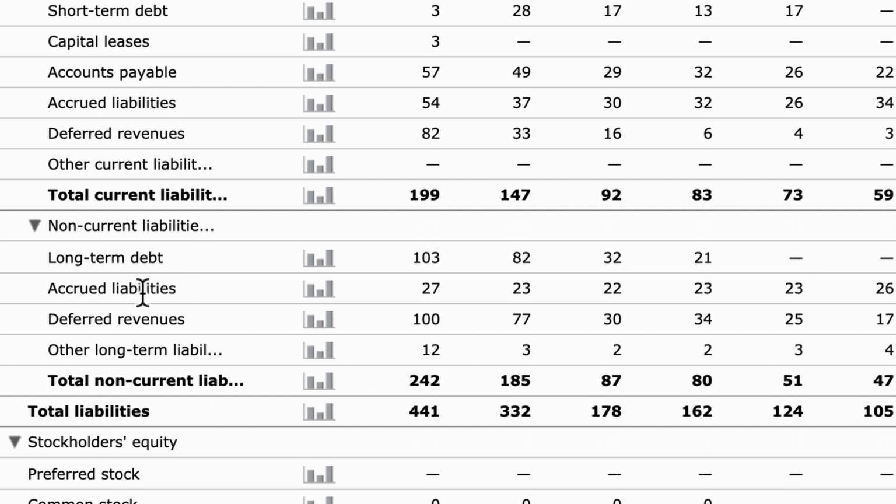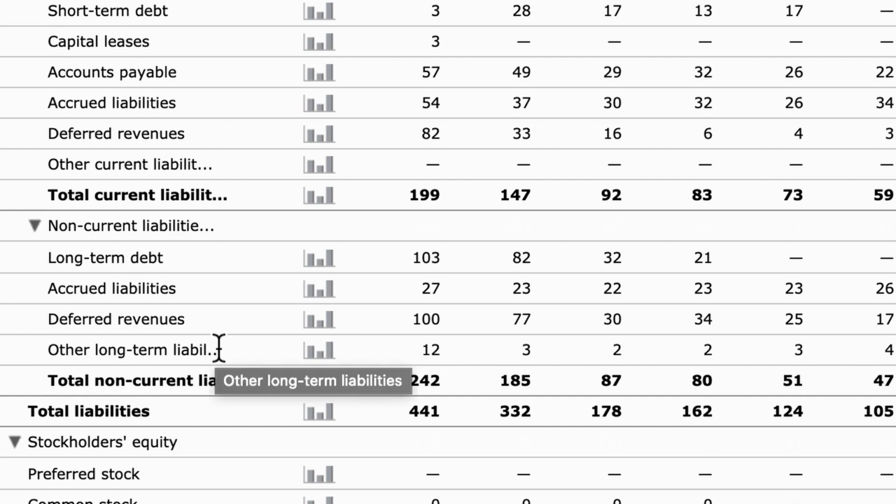Next line down, accrued liabilities. This is the same as the current liabilities, accrued liabilities, except it's longer than 12 months. Deferred revenue and other long-term liabilities is the same as the section in the current liabilities, but just longer than 12 months.